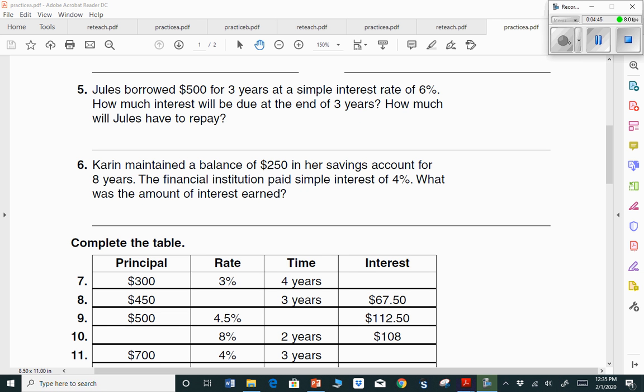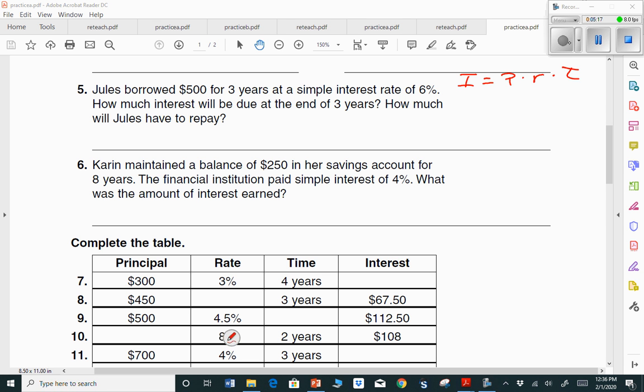Again, in this lesson, word problems are going to be very important. We should maybe have that formula memorized by now. Interest equals principal times rate times time. And let's go ahead and apply it to number 5. Jules borrowed $500 for 3 years at a simple interest rate of 6%. How much interest will be due at the end of 3 years? How much will Jules have to repay?